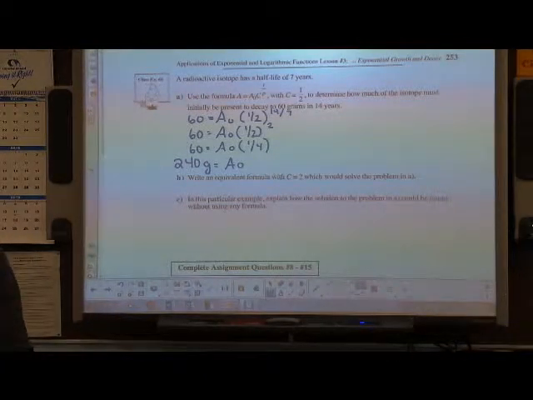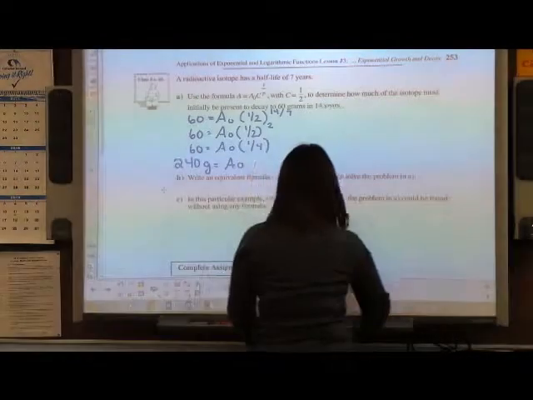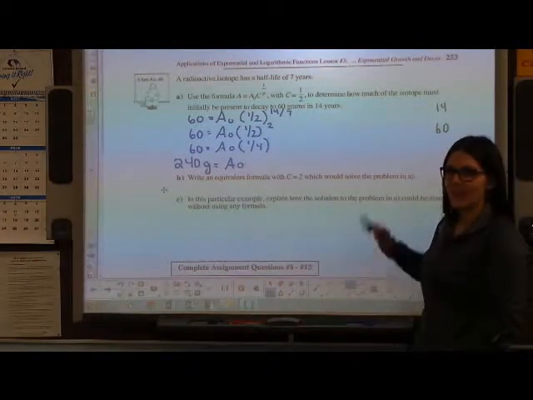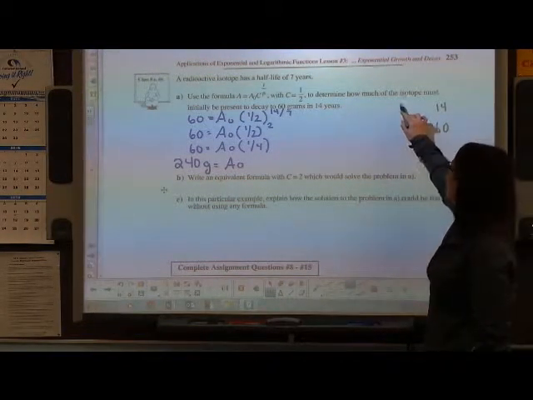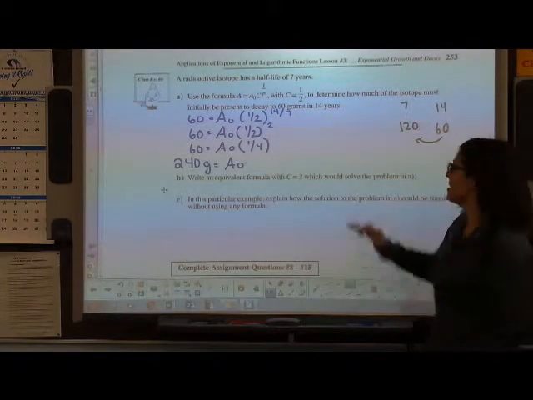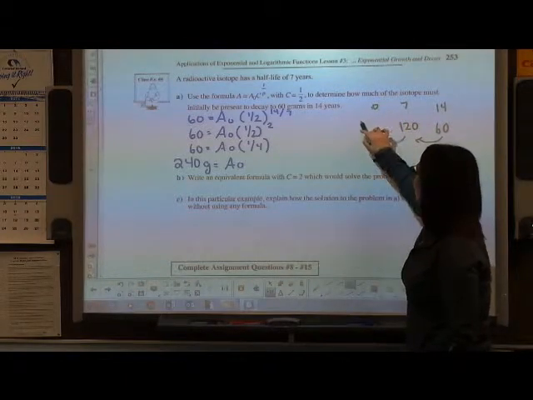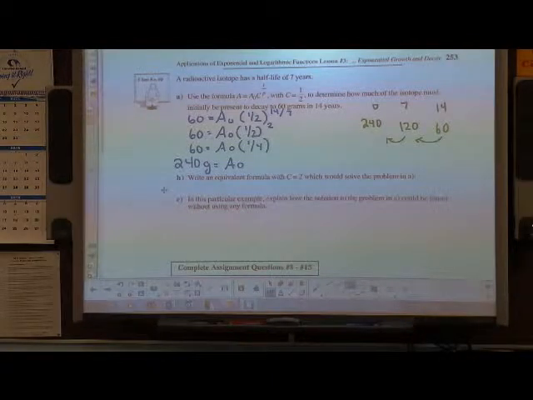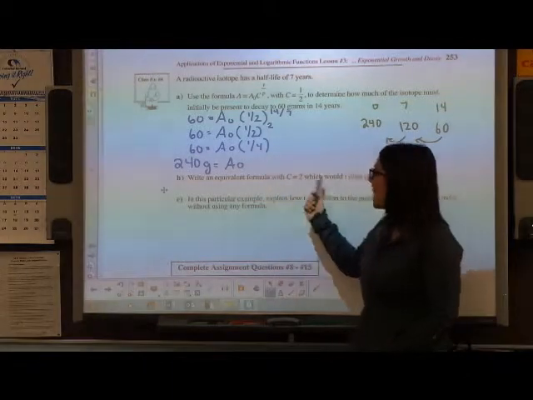Okay? There is another way that I can actually figure this out. In year 14, I have 60 grams. And it decays by half each time. So that means in year 7, I would have had to have 120. And then in year 0, my 240. It works out nicely because 14 is a multiple of that period of time. If it's not a multiple of the period of time, you're not going to be able to draw it out like that.